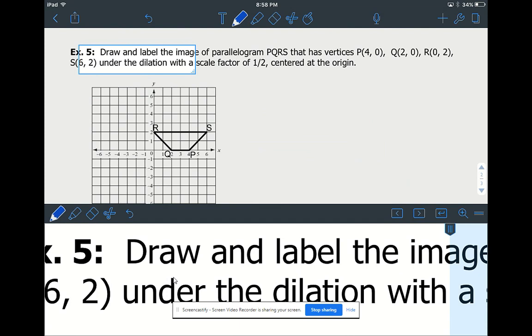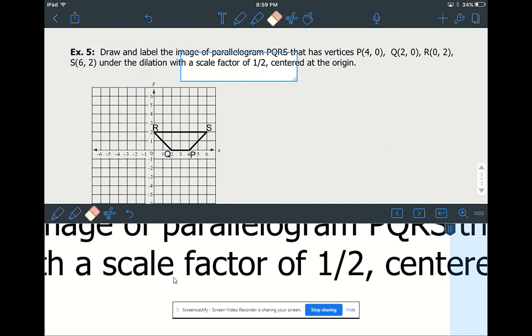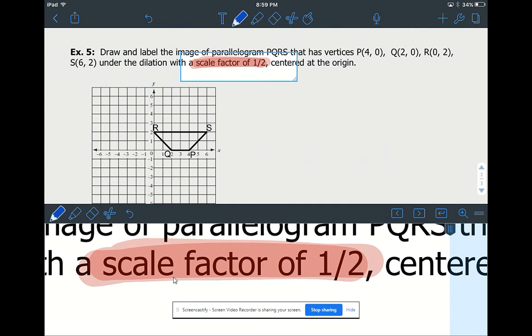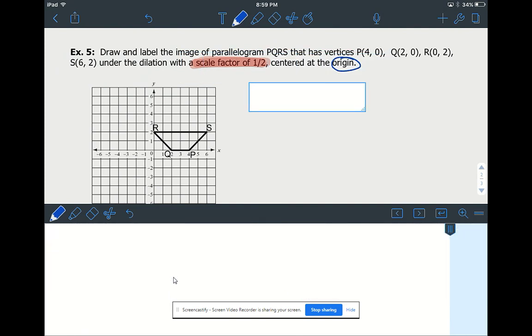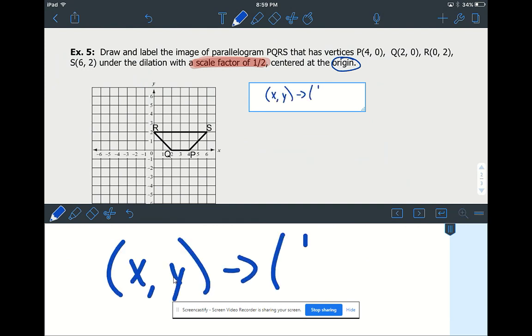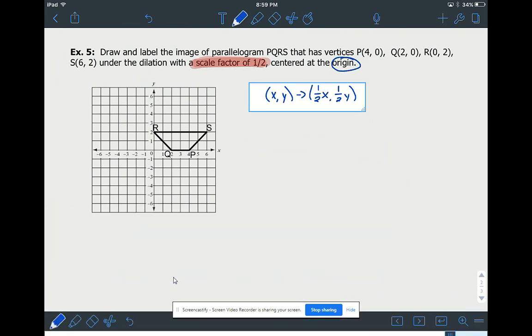Oh, allergies. All right. Draw and label the image of the parallelogram PQRS that has these vertices under the dilation with a scale factor of 1/2. And once again, we're centered around the origin. So this time, our rule is we're going to cut all of our values, our slopes, in half. So let's check that out.